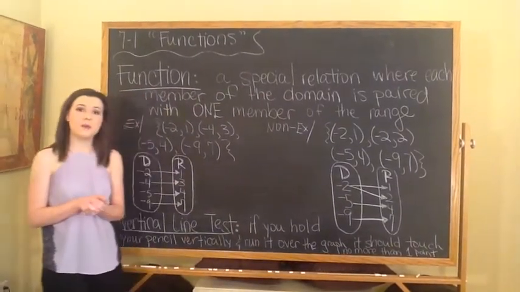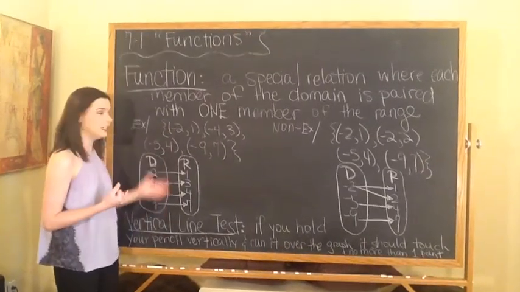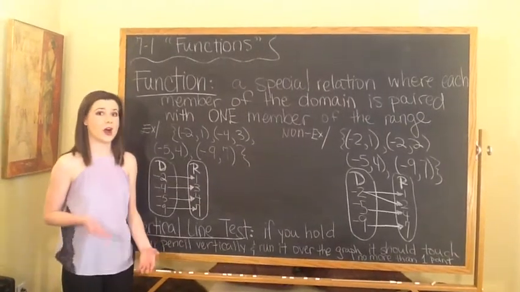Basically, you're going to be looking at a list of ordered pairs, you're going to be looking at charts, and you're going to be looking at graphs. And you're going to have to say whether it's a function or not and why.